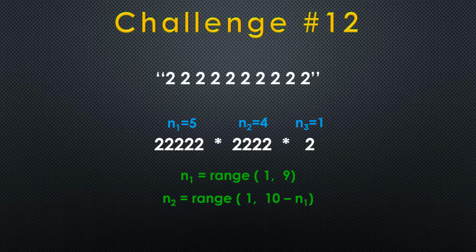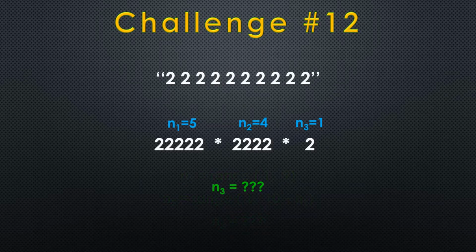Now then, we have a simple range function to define our first number. We have a more complex range function to define our second number, depending on the value of the first. So of course, you'd expect to have to find an even more complex range function for the third number. Well, what if I told you that the value of the third number is actually the easiest to calculate out of all 3? But wait, let's not spoil the fun just yet.